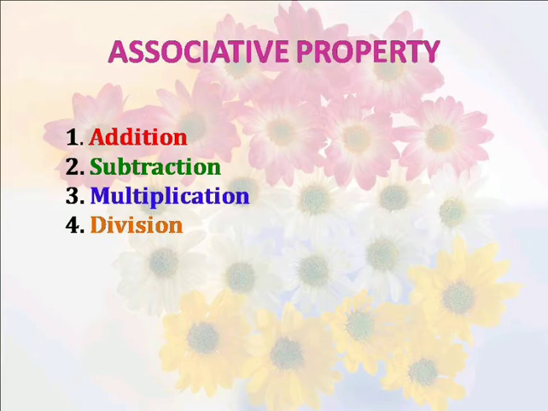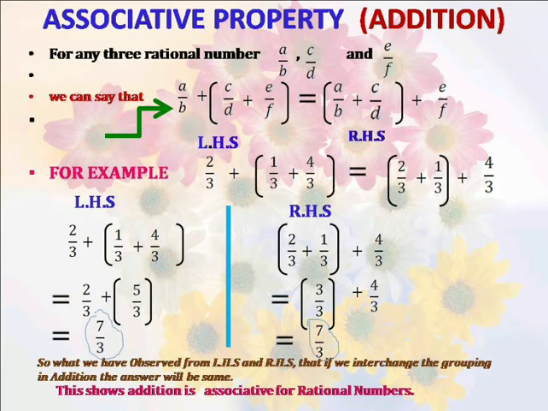Now let's discuss associative property for 4 binary operations. Number 1. Associative property for addition. Associative property for addition says that when we are interchanging the grouping in 3 rational numbers, the answer will be same. Now grouping means putting bracket in 2 rational numbers. Let's closely see green arrow.